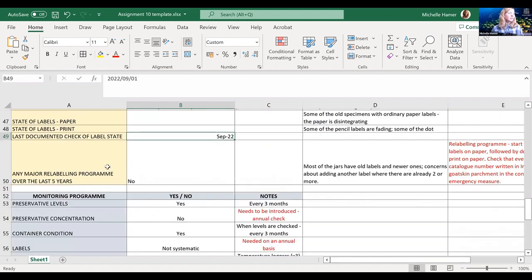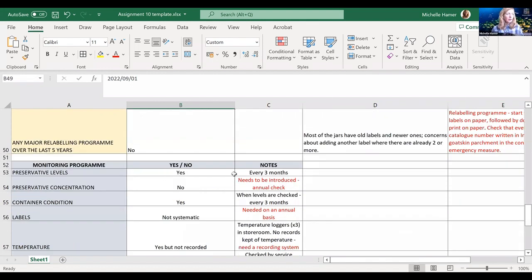And then the monitoring program. So do you have a monitoring program for preservative levels? Yes or no? And the notes. So what is your monitoring program? Do you have one for preservative concentration? No, I've said no, it needs to be introduced, and it would probably be an annual check.